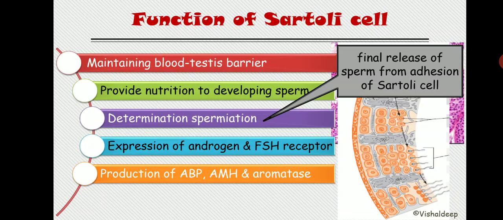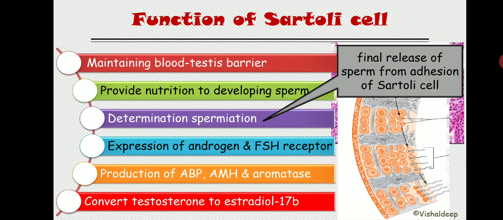Now this aromatase is an enzyme that converts testosterone into estrogen. Yes, you heard it correctly, estrogen. The Sertoli cell will convert testosterone into estrogen, and that estrogen has some function that we discuss in our subsequent slide. So production of 3A or AAA: ABP, AMH and aromatase. And by aromatase it converts testosterone into estrogen. That estrogen is estradiol 17 beta.